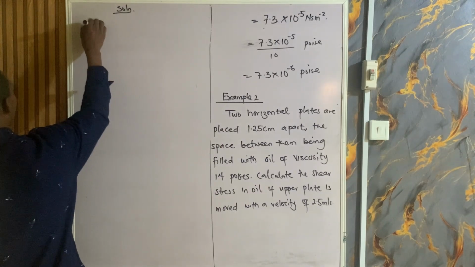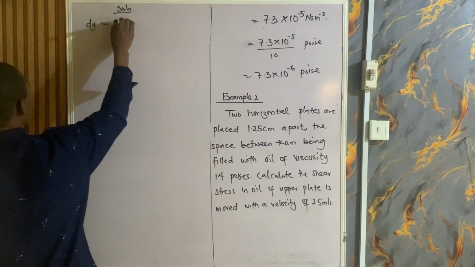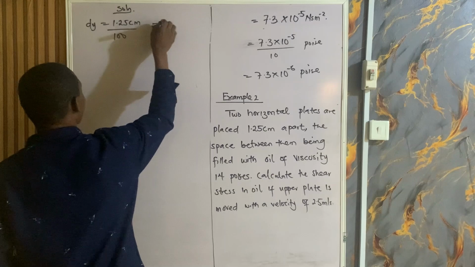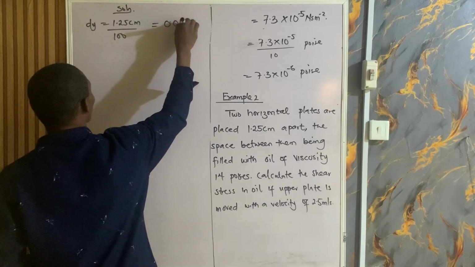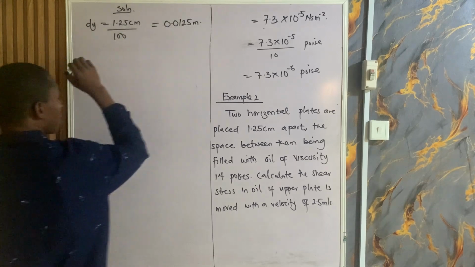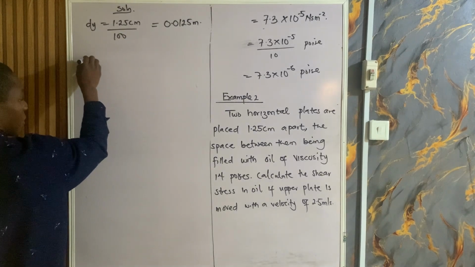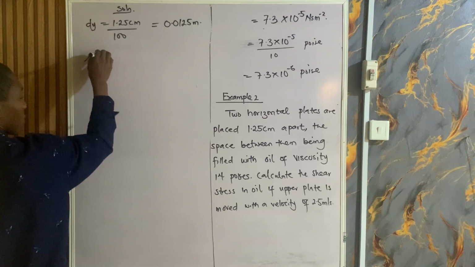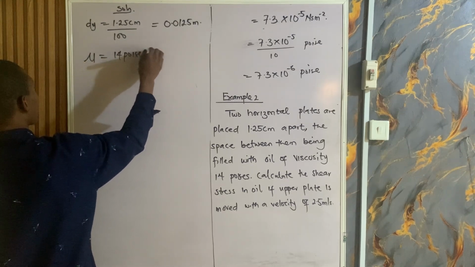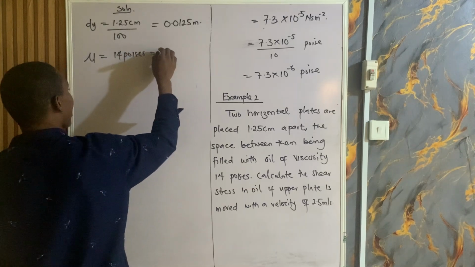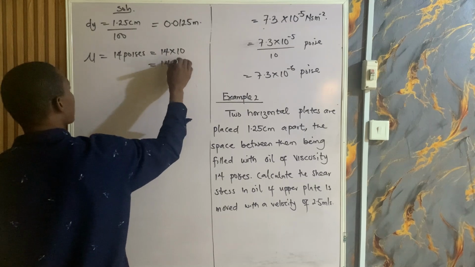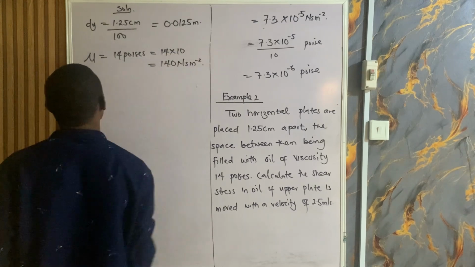The two plates are placed 1.25 cm apart. So we have that our dy is 1.25 cm. Dividing this by 100 to convert to meter, that will be 0.0125 meters. The next is we're given the viscosity, 14 poises. Converting to SI unit now, that will be 14 times 10, that will be 140 Newton seconds per meter square.